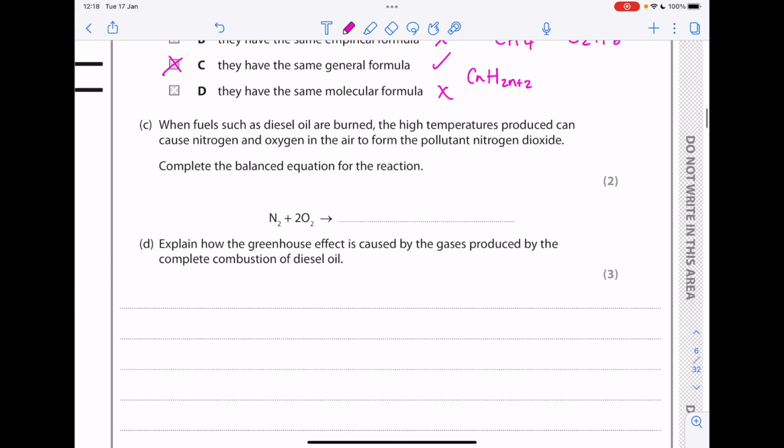When fuels such as diesel oil are burned, the high temperatures produced can cause nitrogen and oxygen in the air to form the pollutant nitrogen dioxide. Complete the balanced equation for this reaction. So we're making nitrogen dioxide, di meaning 2 oxygens. Now we just need to make sure it's balanced. I'm going to pop a 2 there because we have 2 nitrogens on the left-hand side. Now we have 2 on the right. 4 oxygens on the left-hand side, 4 on the right.